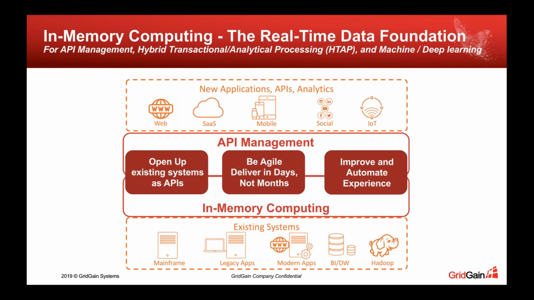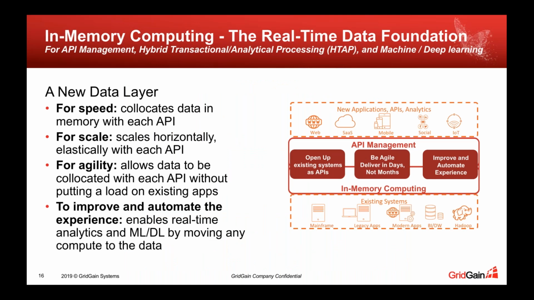Now, what most companies have figured out as they've been doing API management and hitting scale, they found some solution with in-memory computing co-located with their APIs. So they've built out a new data layer, co-located with their API layer, that for speed moves the data into memory locally on the box where the API is running. For scale, they've figured out how to scale horizontally, elastically with each API. So as they bring up a new API, they bring up a new instance of the data locally in memory.